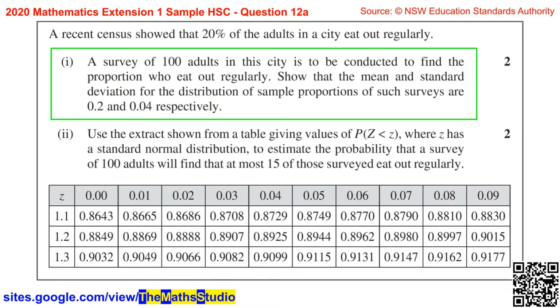Question 12a. A recent census showed that 20% of the adults in a city eat out regularly. Part 1. A survey of 100 adults in this city is to be conducted to find the proportion who eat out regularly. Show that the mean and standard deviation for the distribution of sample proportions of such surveys are 0.2 and 0.04 respectively.